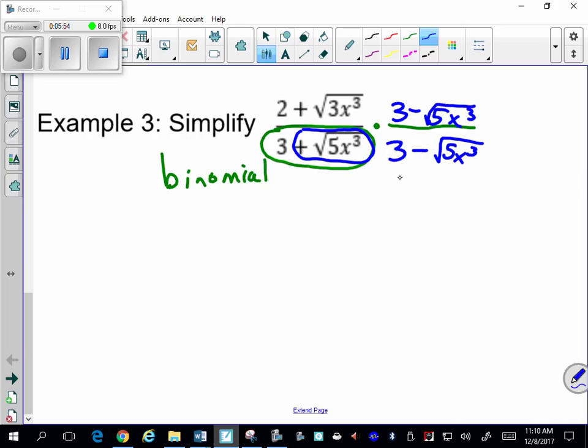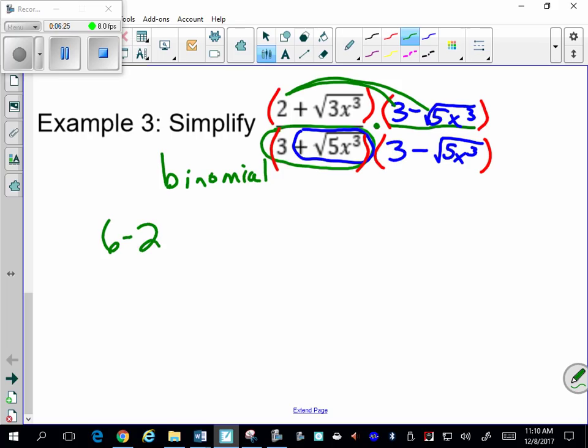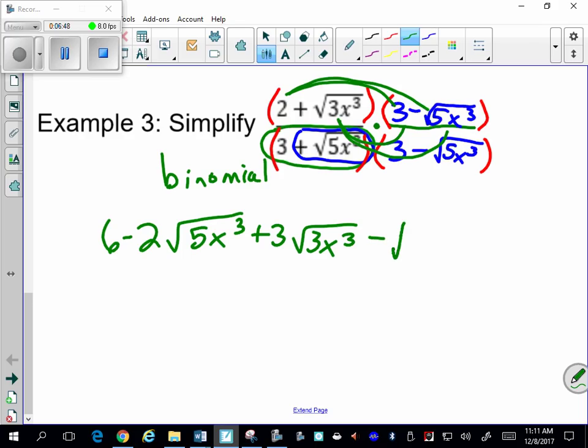So now when we're looking at multiplying this out, we have a binomial times a binomial in the numerator, and a binomial times a binomial in the denominator. I'm going to multiply out the numerator. 2 times 3 is 6. 2 times a negative square root of 5x to the third is a negative 2 square root of 5x to the third. And then we have square root of 3x to the third times 3. That's a positive 3 square root of 3x to the third. And then square root of 3x to the third times a negative square root of 5x to the third is negative square root of 15x to the sixth.